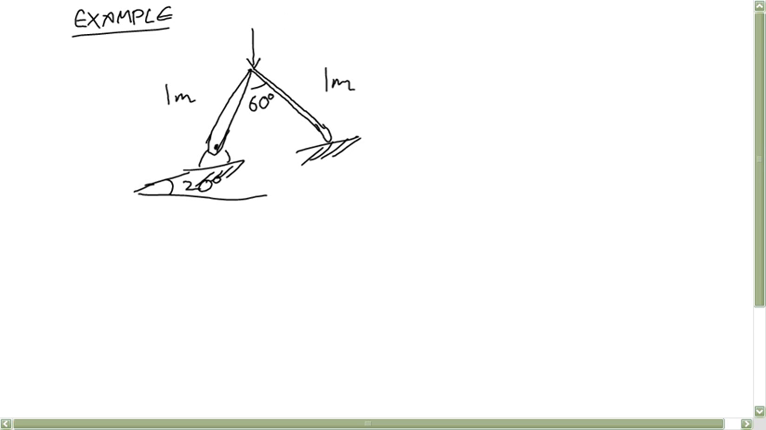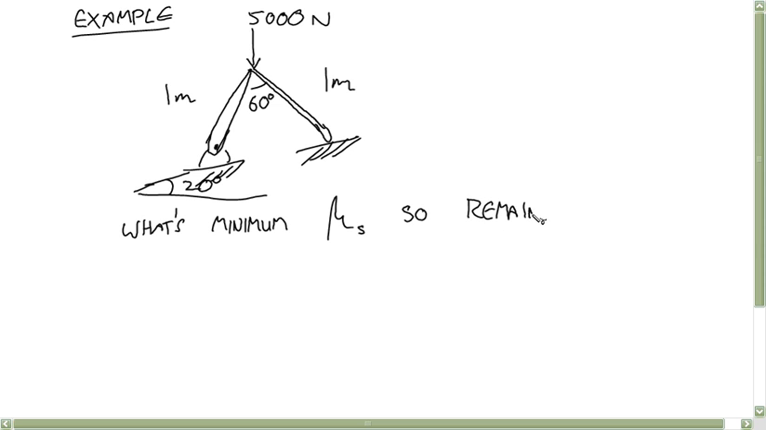And let's say that there's a 5,000 Newton force acting down. Okay? And we want to know what's the minimum coefficient of static friction so that this structure remains static.